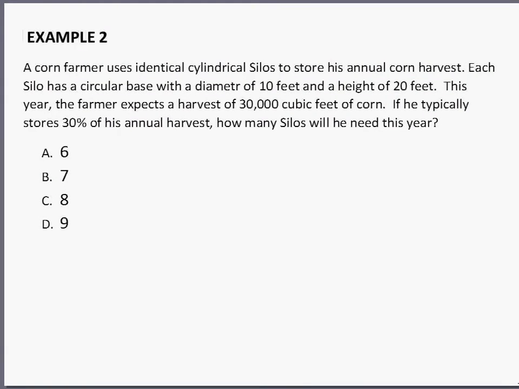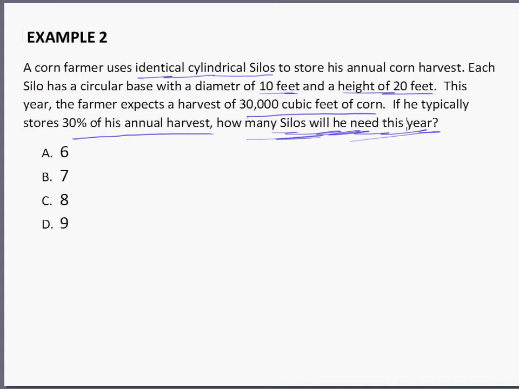Let's look at example 2. A corn farmer uses identical cylindrical silos to store his annual corn harvest. Each silo has a circular base with a diameter of 10 feet and a height of 20 feet. This year, the farmer expects a harvest of 30,000 cubic feet of corn. If he typically stores 30% of his annual harvest, how many silos would he need this year?